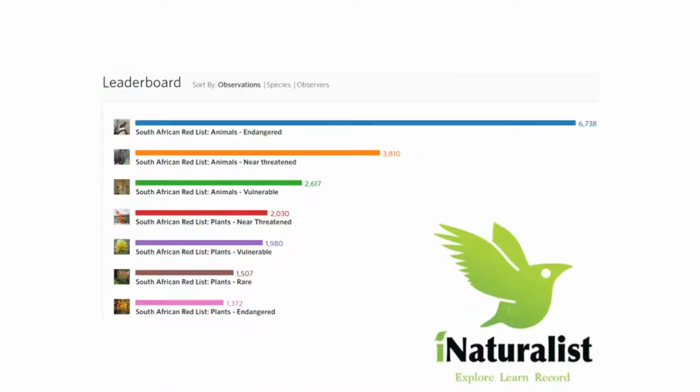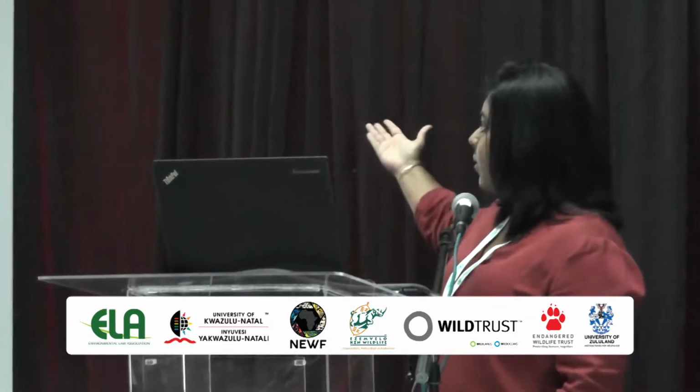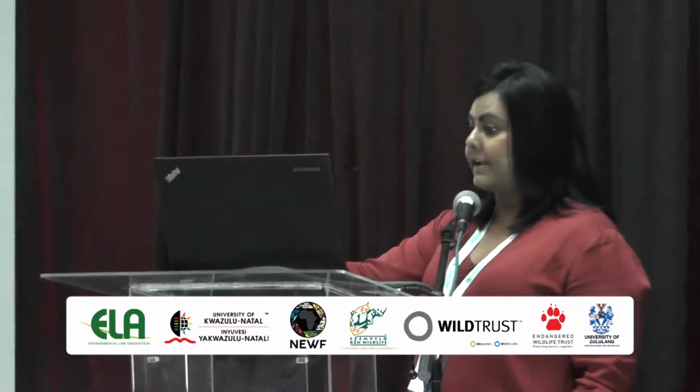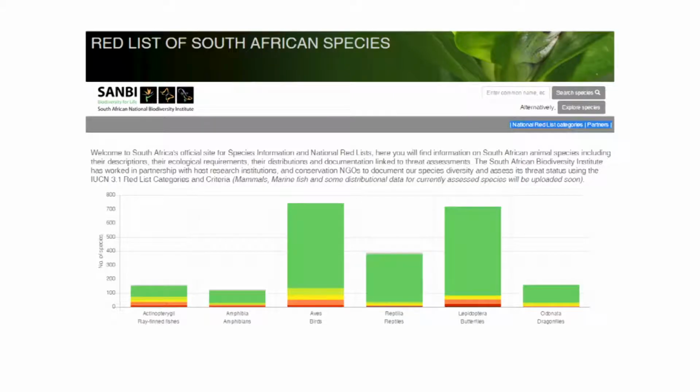Okay, so looking at virtual museums, looking at data that we pulled out of iNaturalist, just on the South African Red List project, you can see the amount of information we're getting for specific red listed animals and plants, and you can see quite a lot of endangered animals have already been uploaded onto iNat. And all of this information is then red listed using the IUCN Red List categories and criteria, and is posted on SANBI's portal. So these are the various taxonomic groups that are currently on the portal.